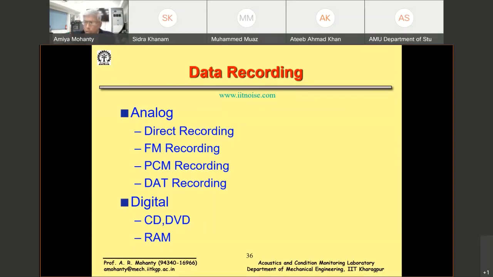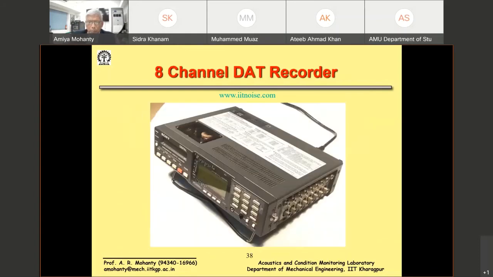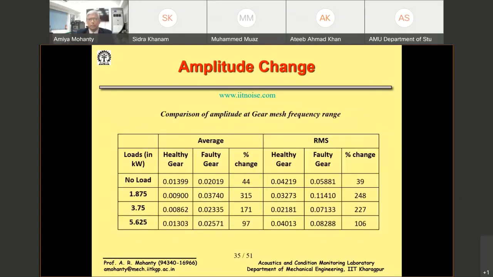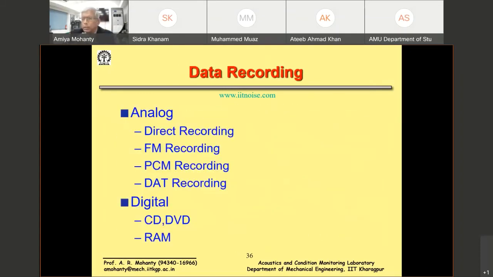Now, having said about recording, let me switch gear a little bit and come back to the analysis. It is very important in condition monitoring that I find out the spectrum from the measured vibration. So what is the spectrum? The vibration signal in the time domain converted to the frequency domain.